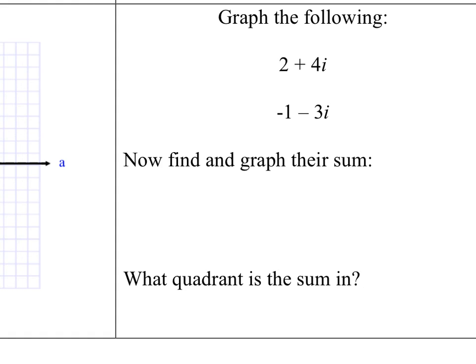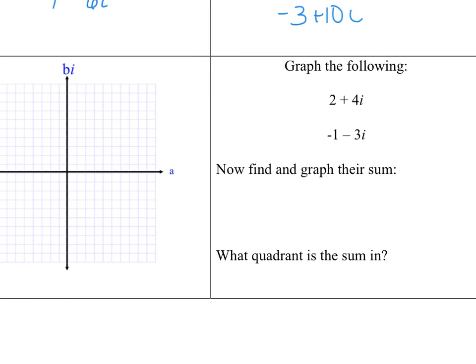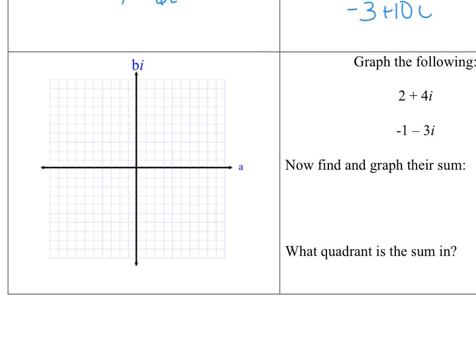Okay, now graph the following and find their sum and what quadrant is the sum in. So you want to graph 2 plus 4i. So hopefully you've tried this already. 2 plus 4i, 2 on the x-axis, 4i there, and that's that. Negative 1 minus 3i, negative 1, minus 3.